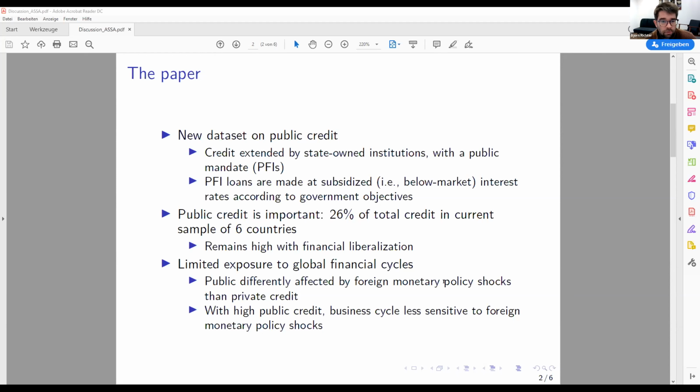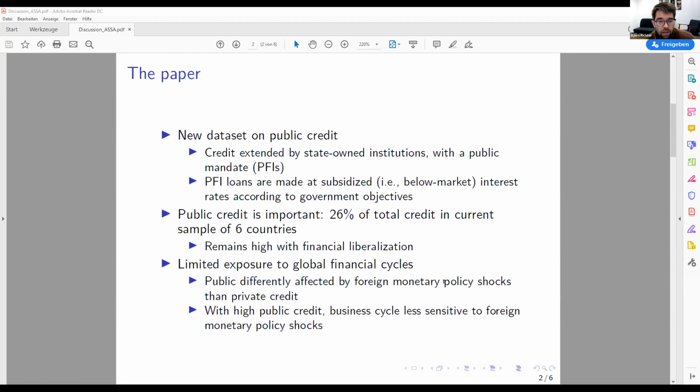And what Victor is finding is that, first of all, public credit is important. So it's 26% of total credit in his current sample. And this is irrespective of the degree, or seems unrelated to the degree of financial liberalization, or at least it still plays an important role even today. And then in the second part of the paper, he basically looks at the exposure to the global financial cycle.